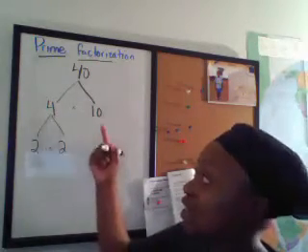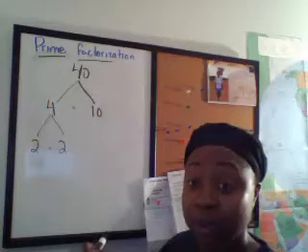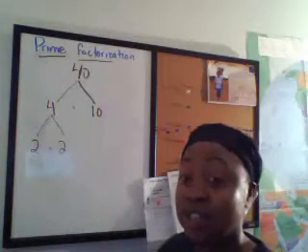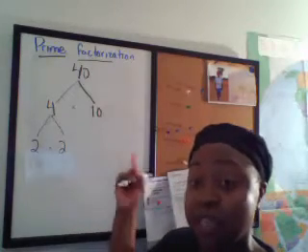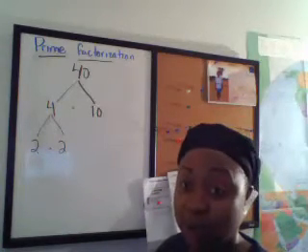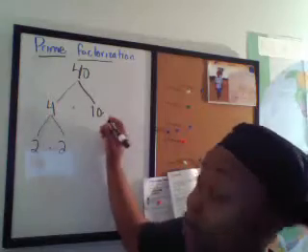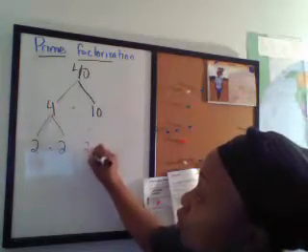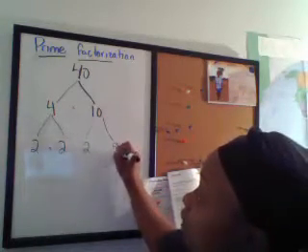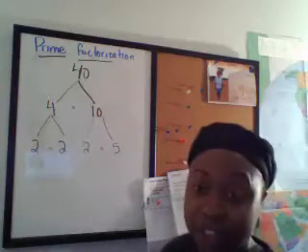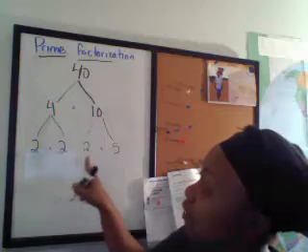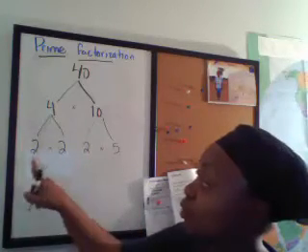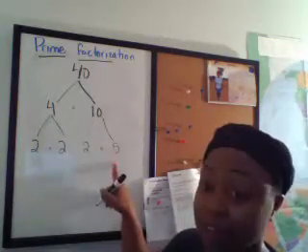Now I look at 10, and 10 is also a composite number. So that means that there is another set of factors that multiply together to give me 10, besides 10 times 1. Those two numbers are 2 times 5. Invisible multiplication sign right there. And I look at these numbers that I have in my tree. I have 2, 2, 2, and 5.